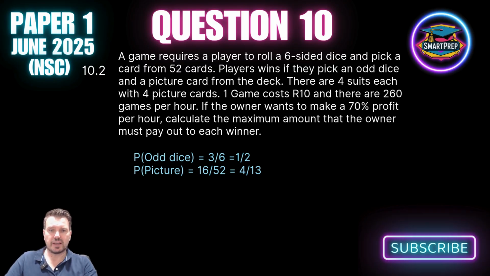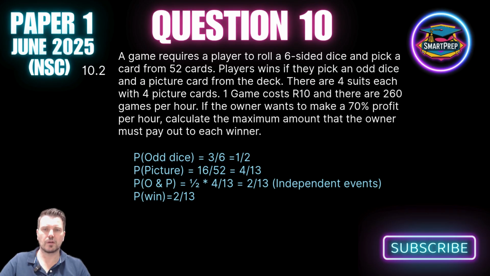Now that we've got that, we need to look at the fact that they are independent events, which means we can multiply them by each other. So the probability of an odd dice and a picture card is going to be a half times 4 over 13, which comes to 2 out of 13. So that is the probability that a player will win.